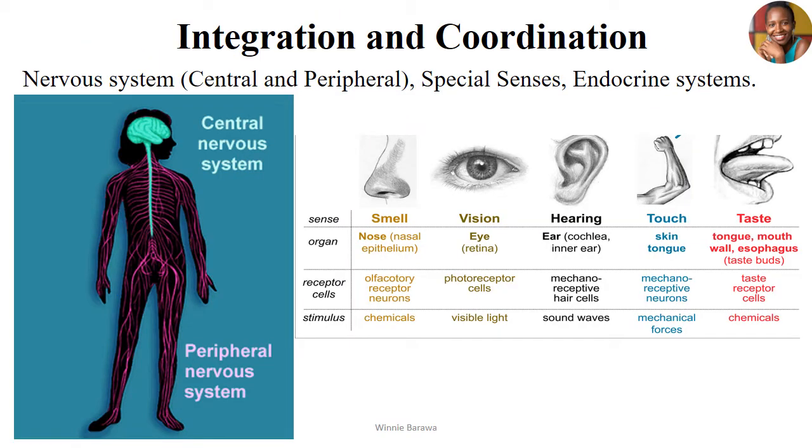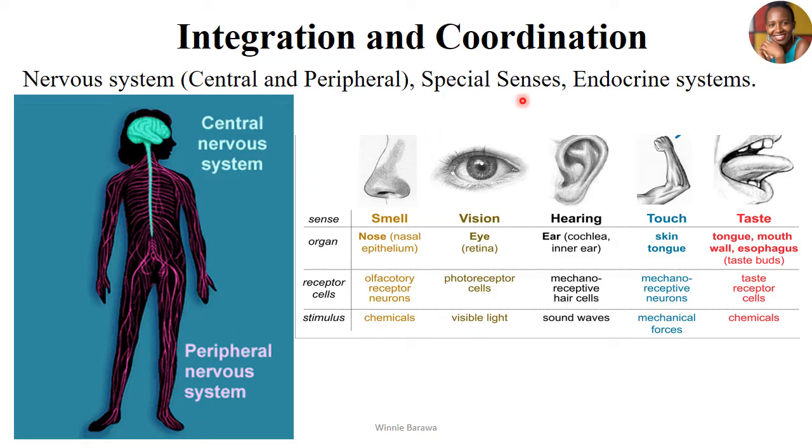The next categorization is integration and coordination. Three systems are also contained here. We have the nervous system, which is made up of the central and the peripheral nervous system. The central nervous system is composed of the brain and the spinal cord. And the peripheral nervous system is made up of any nerves originating from the spinal cord, supplying any organs or tissues that are in need of support or stimulation. So that's what makes up the peripheral nervous system.